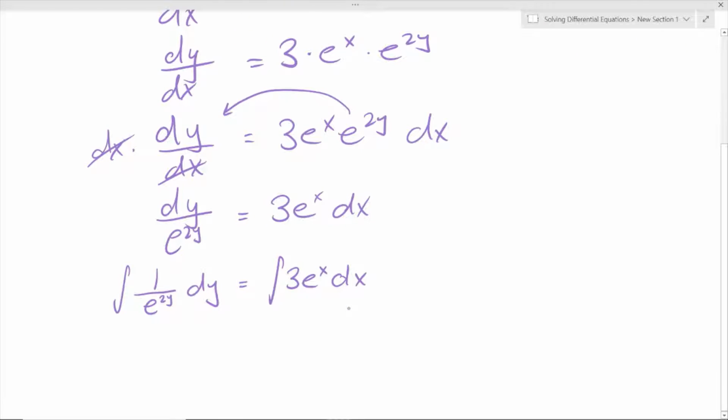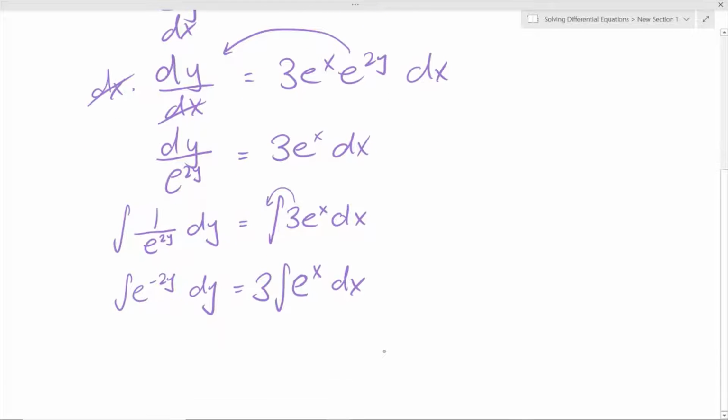And then what happens next is we see that this is 3, so we can bring this outside. We could do that. And also here we can rewrite this with negative exponents, which might make it easier to integrate. Negative 2y, because it's in the denominator. And then here, we bring out the 3, so the integral of this.